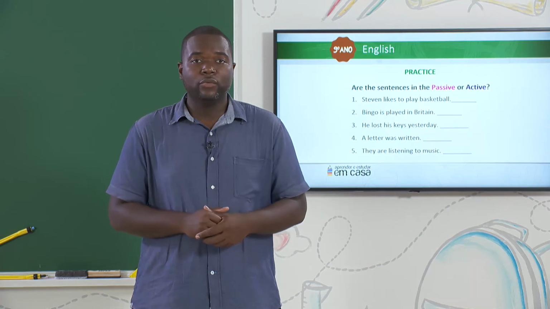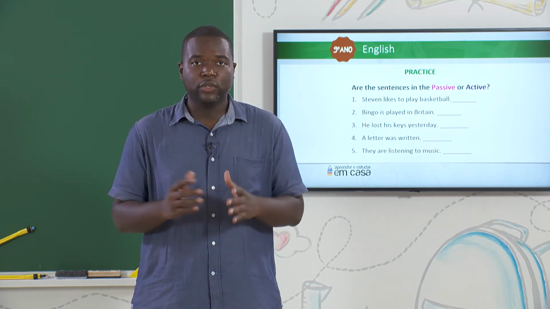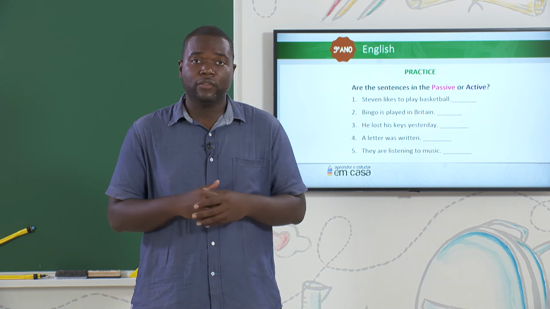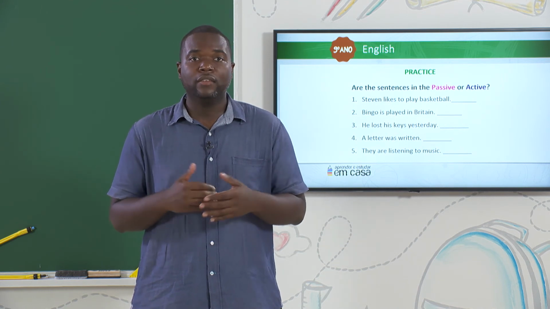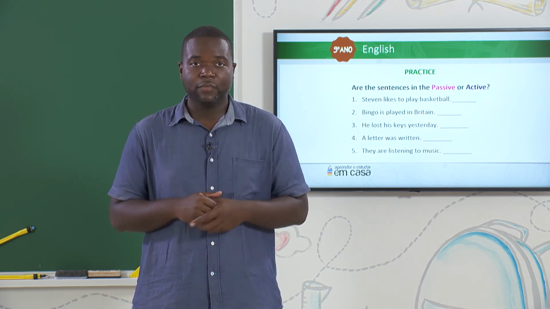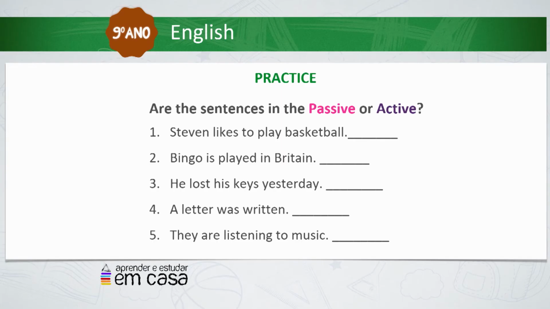Well, students, now that you had some time to identify which sentences belong to the passive and which ones belong to the active voice, let's correct your exercise, all right? Let's take a look. So in sentence number 1, Stephen likes to play basketball. Is it a passive or an active? Very good, it is an active sentence. Sentence number 2, bingo is played in Britain. Is it active or passive? Yes, it is a passive sentence.